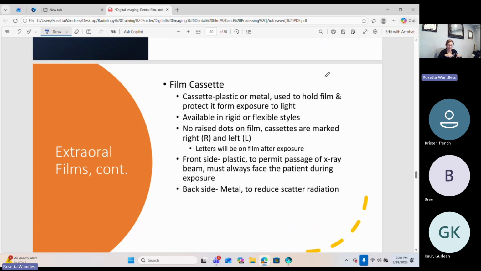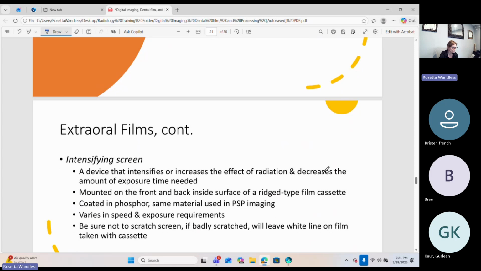The back side of the cassette will either have a metal or a different type of material that will reduce the scatter radiation, very similar to the intraoral film packet, but it's in the cassette, not in its individual package, okay? We're literally taking the film out in a dark room and placing it in an individual package so that we can take a picture.